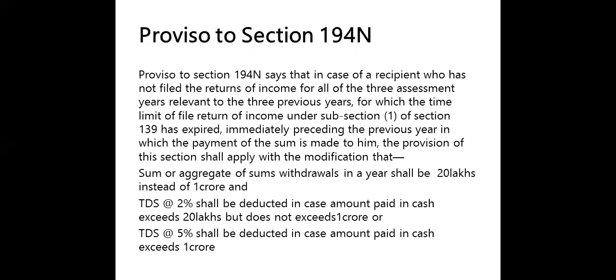And TDS at the rate of 2% shall be deducted in case amount paid in cash exceeds 20 lakh but does not exceed 1 crore, or TDS at the rate of 5% shall be deducted in case amount paid in cash exceeds 1 crore. So here a proviso is added to section 194N, which says that in case any person provides his ITR for the previous 3 assessment years, that is relevant to the 3 previous years.